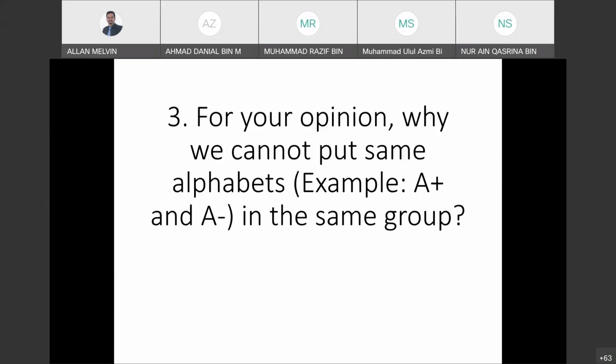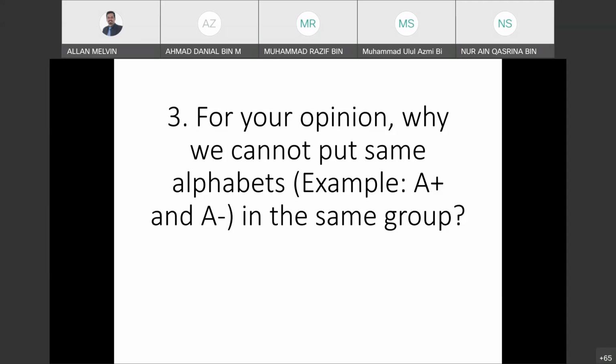Okay, so number 3, for your opinion, why can we not put the same alphabets, for example A plus and A minus, in the same group? Yes, this question is for cascading. In cascading, you will have a group changing valve. You will divide your full sequence into 2 or 3 groups. Why can A plus and A minus not be put in the same group? Because it causes signal overlap.